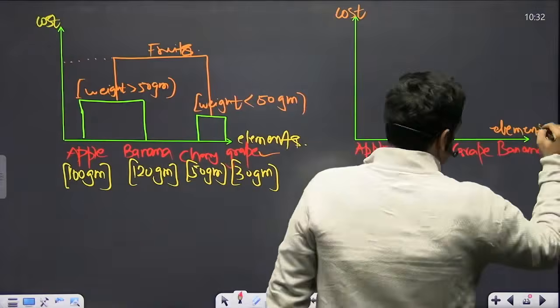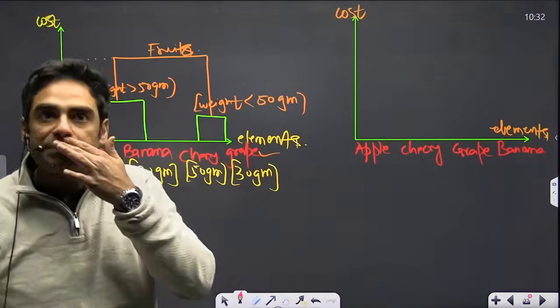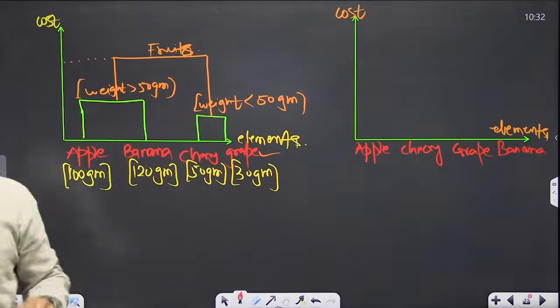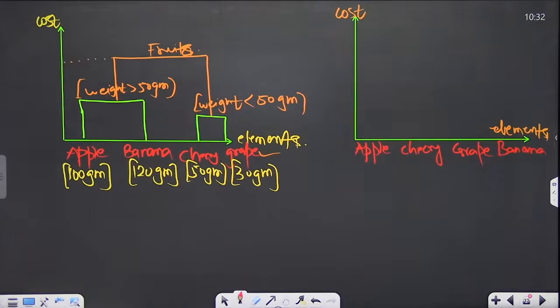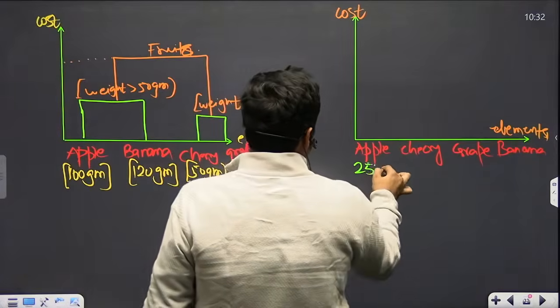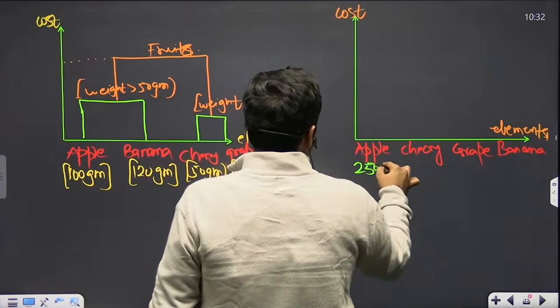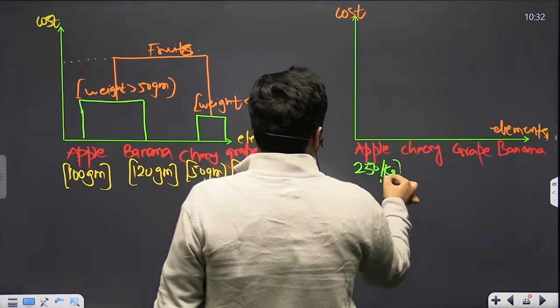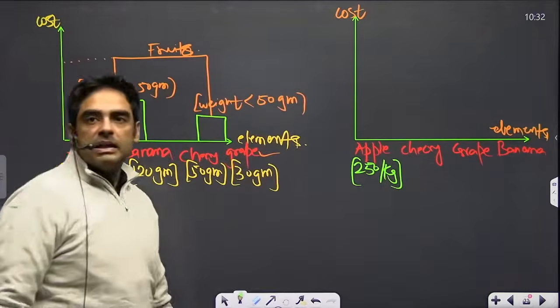Yes, what is the cost? Hanji, what would be the cost? Yes, I need the cost from your side. How much is the cost of apple? For example, apple, I think the cost is around 250 rupees per kg, right?